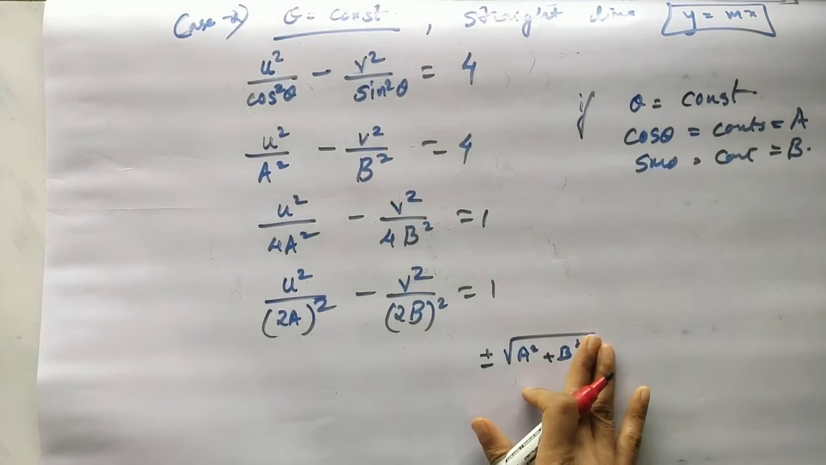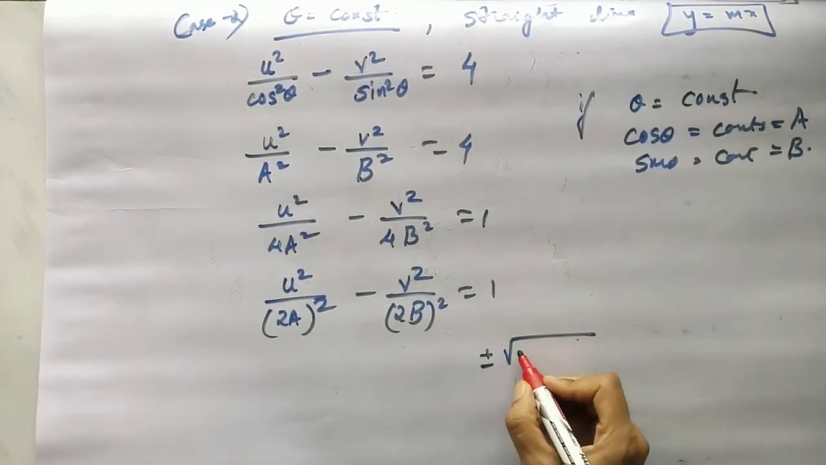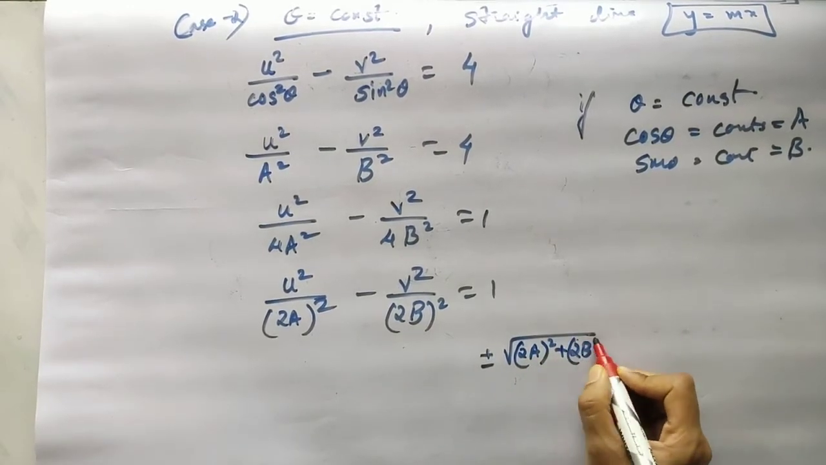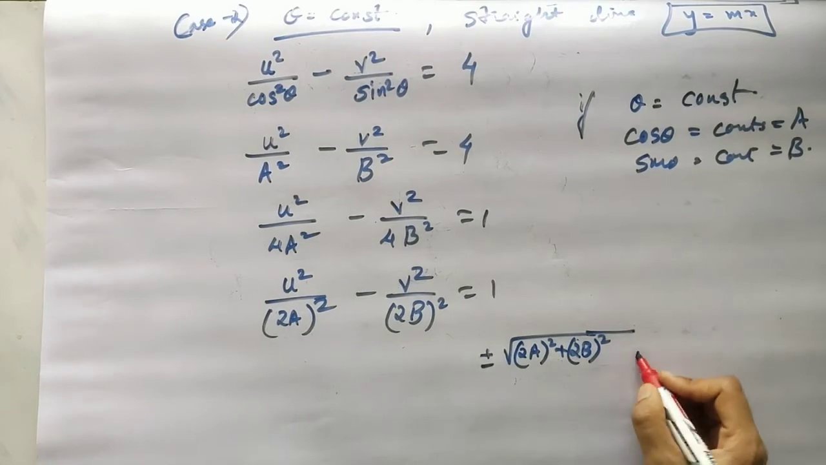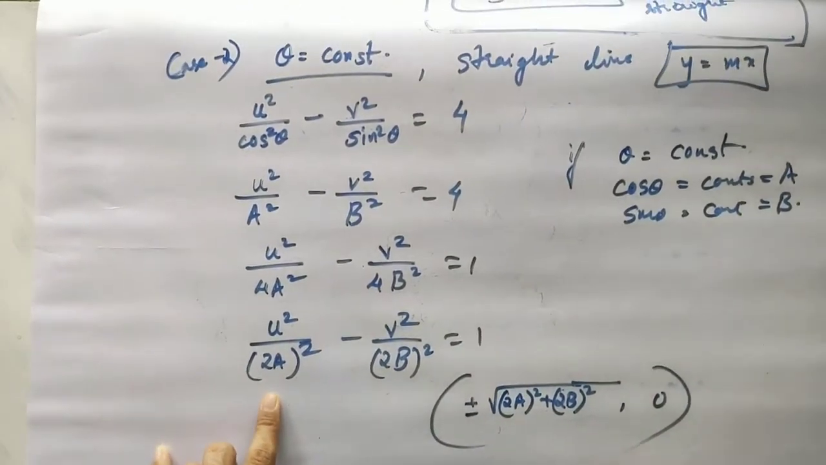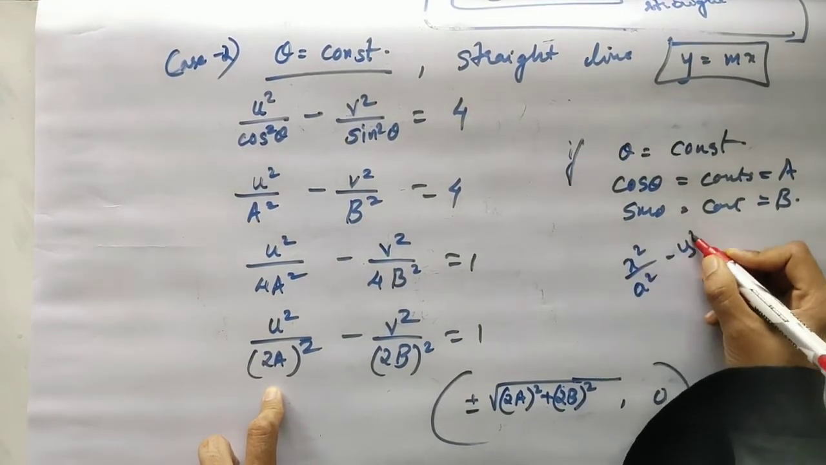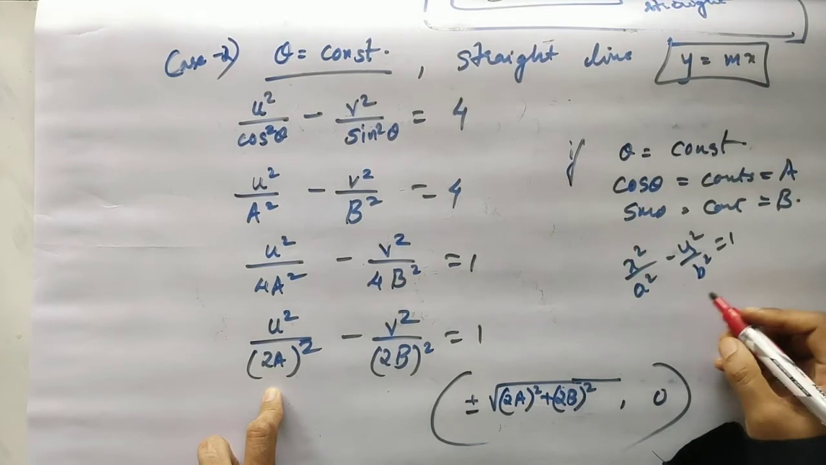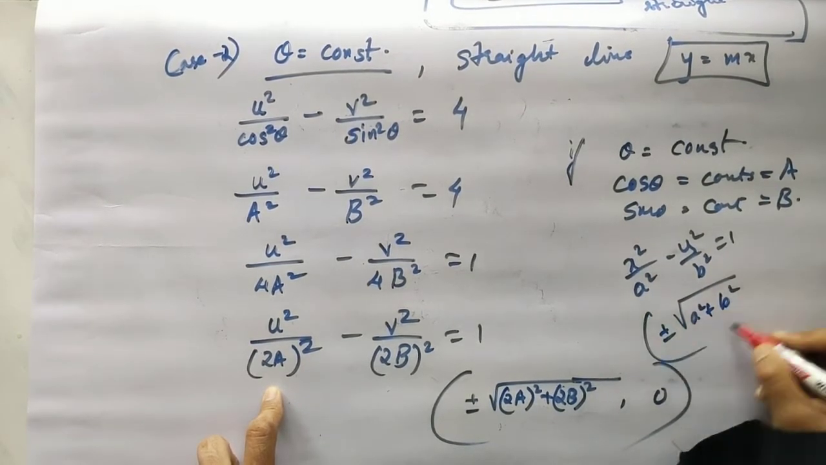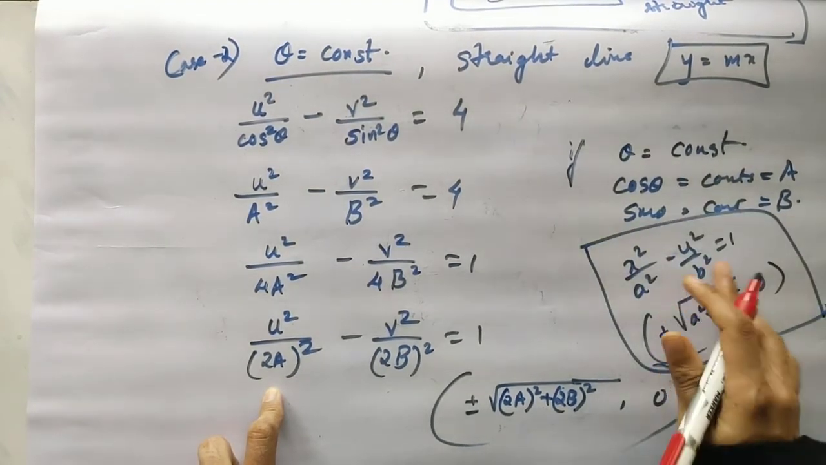I mean not plus a square plus b square. You are having 2a whole square plus 2b whole square, comma 0, with the foci at these points. So how do you find the focus of the hyperbola? x square by a square minus y square by b square is equal to 1. You find it as plus or minus root of a square plus b square, comma 0. This is the foci of a hyperbola given to you.